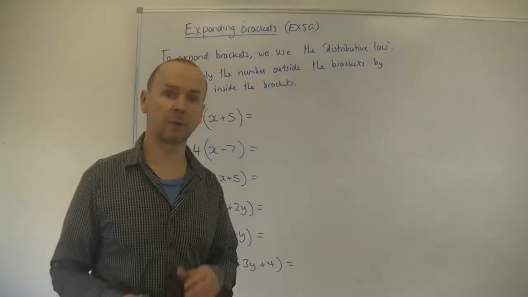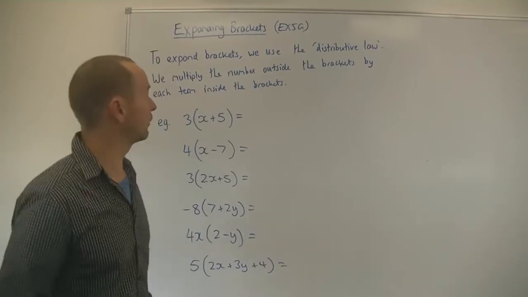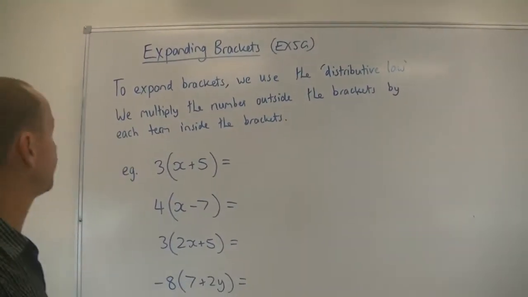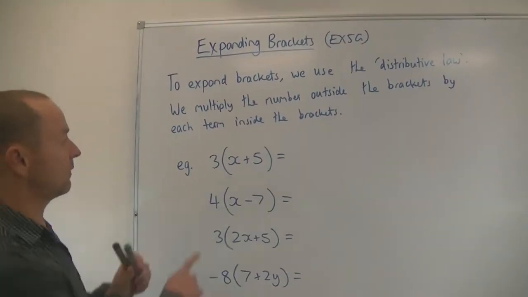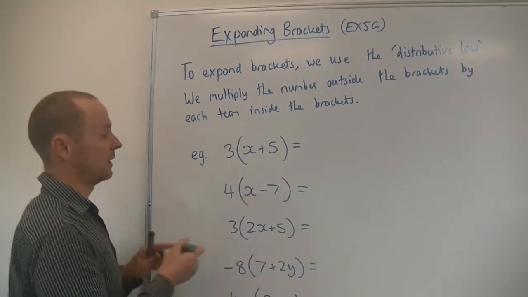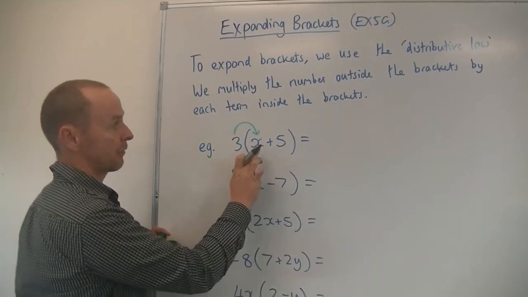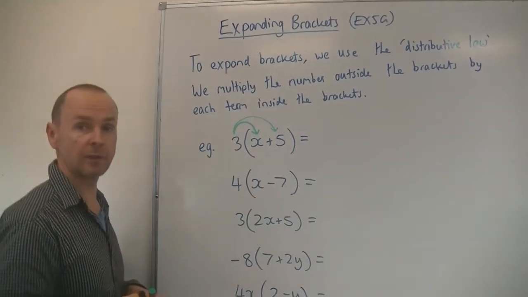Alright, well done everyone. Okay, so to expand brackets, it's just called the distributive law. You don't need to know that word, but it's the distributive law. And all you have to do, this is very simple, is multiply whatever the term is at the front by each term inside the brackets. So I'm going to put little arrows there to show you what I'm doing. I multiply the 3 by the x, and then I multiply the 3 by the 5, and we're done.